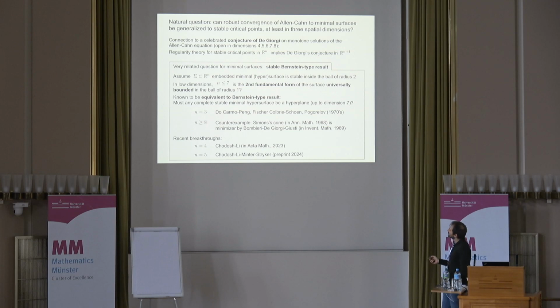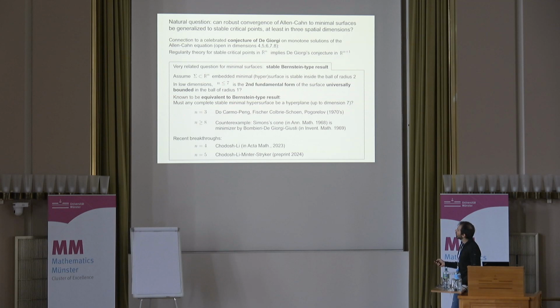And let me also mention that this is related to a question in minimal surfaces, a stable Bernstein type result, where you have a minimal hypersurface, and you know it's stable inside of the ball of radius 2, right? Let's say it's embedded, so it's as nice as you want. Qualitatively, C-infinity embedded everything, but you only know that it's stable inside of the ball of radius 2, and then you want to show in low dimensions that the second fundamental form of the surface is universally bounded. So there is a quantitative bound on the second fundamental form.